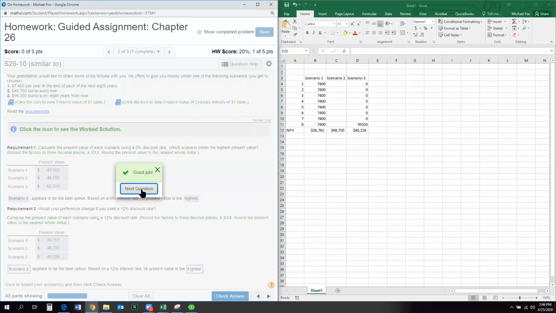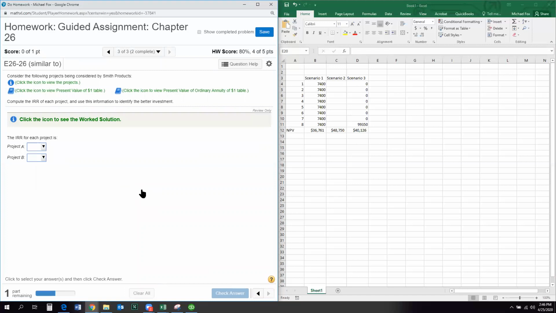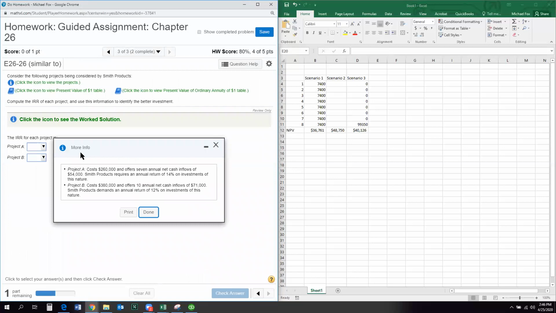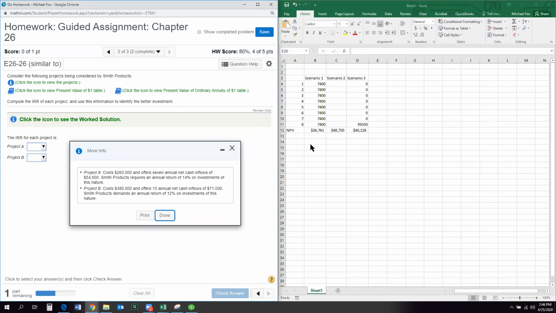All right. So the final question is it wants us to do internal rate of return for 2 different projects. So project A is going to cost us $260,000 to start. I'm going to put negative 260,000. That's the cash outflow in the beginning. And then it's going to pay us $54,000 a year for 7 years. So I'll number this.